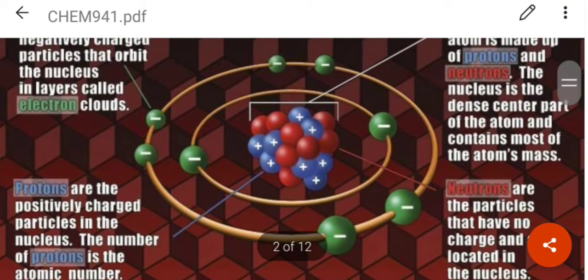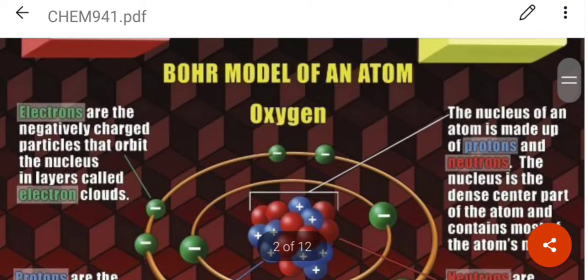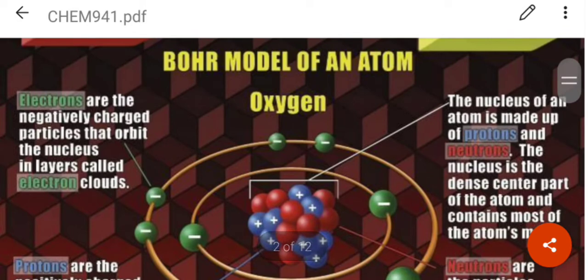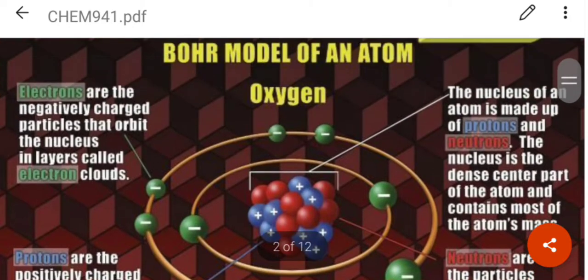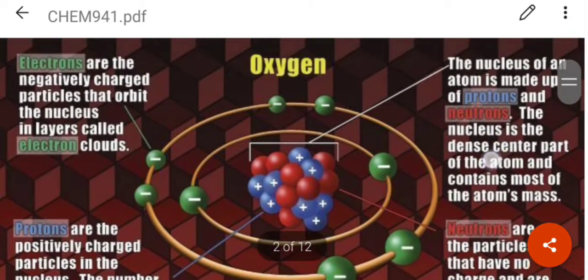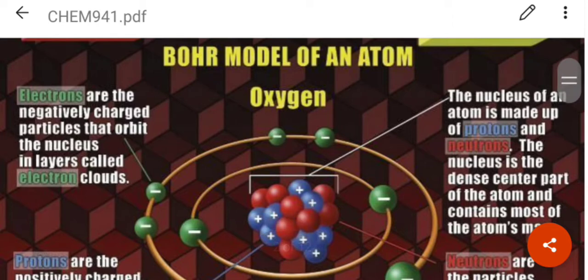Now let's see this atomic structure. This is the Bohr model of an atom. This is the nucleus. Okay. Now what is the nucleus? The nucleus of an atom is made up of protons and neutrons. So you can see here protons and neutrons. The blue color represents protons. You can see the positive charge also. And then you can see the neutrons, okay, the red colored balls.